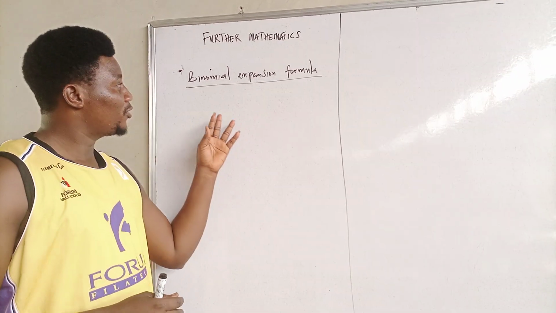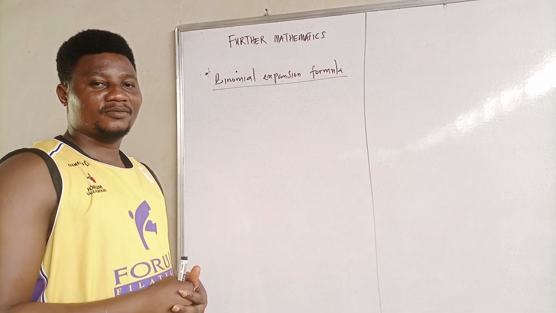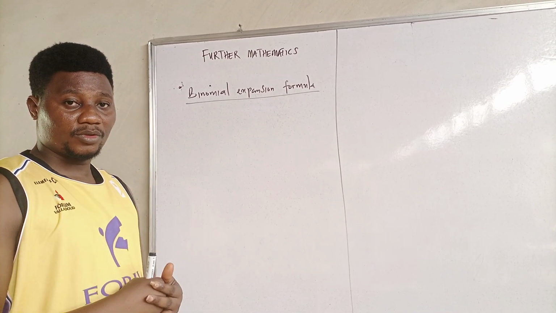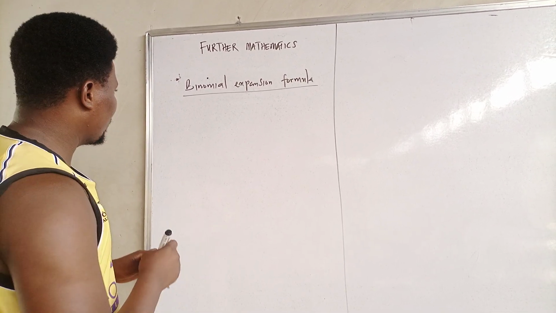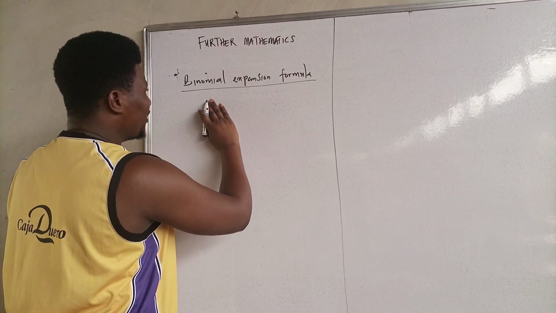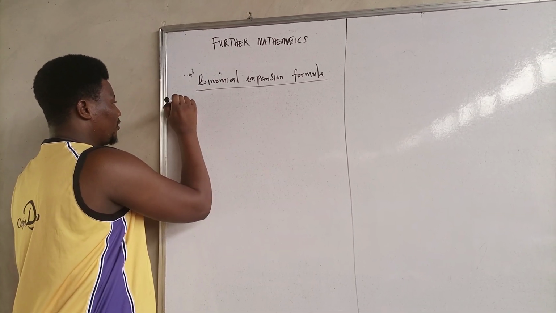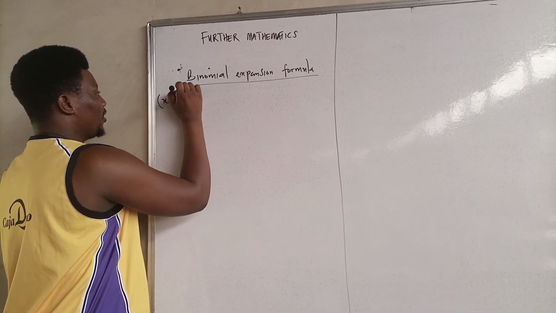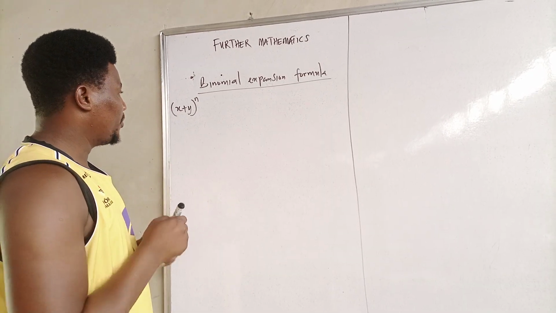We can also make use of the binomial expansion formula to make our expansion. The other time we made use of Pascal's triangle. So for instance, in binomial expansion, we can have (x + y) raised to the power n. That means the power is n.